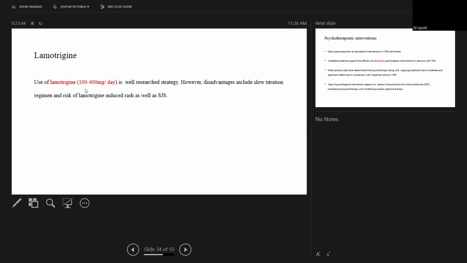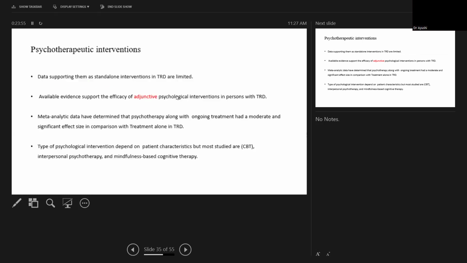Lamotrigine is used at a dose of 100 to 400 milligrams per day. It is a well-researched strategy. However, disadvantages include a slow titration regimen and risk for lamotrigine-induced rash as well as Stevens-Johnson syndrome.